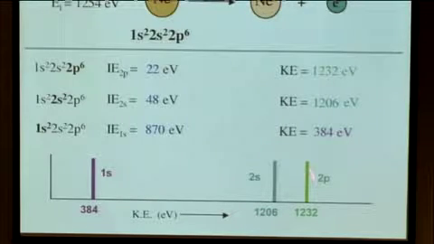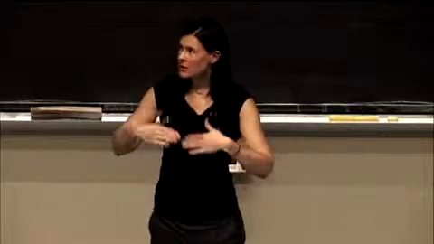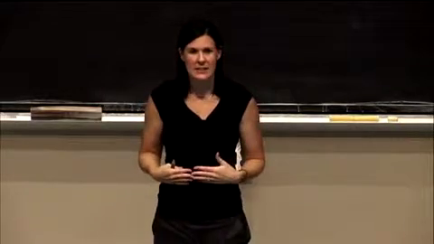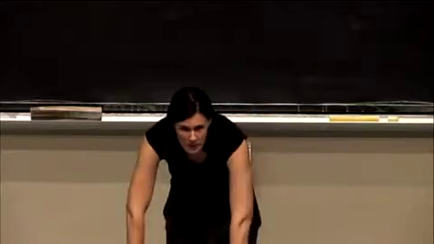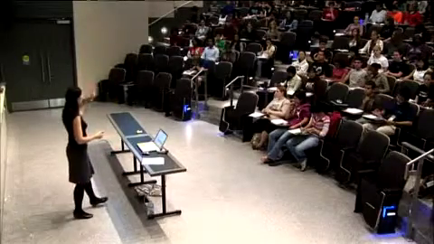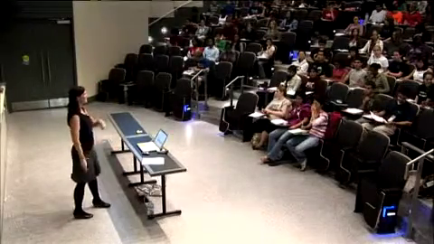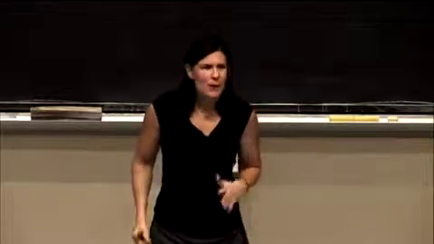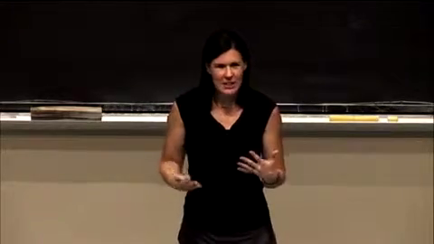The 2s is 1206. And it makes sense that what we see as the greatest ionization energy, which is also the smallest kinetic energy, is that 1s orbital. Remember, that 1s orbital is all the way down, if we're thinking about an energy diagram, we're all the way down here. So we have a huge amount of energy we have to put into the system in order to eject an electron.